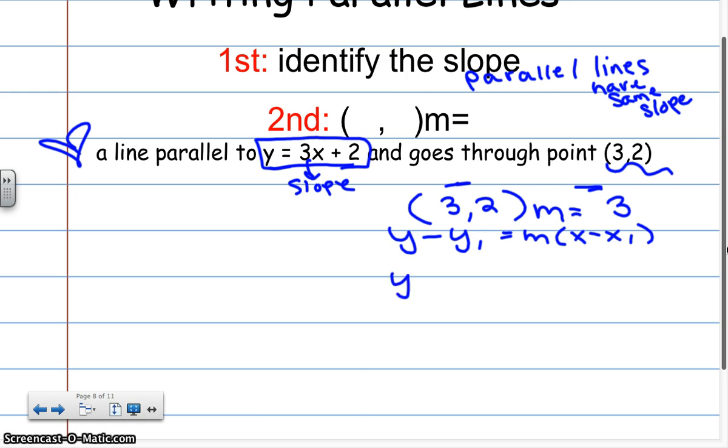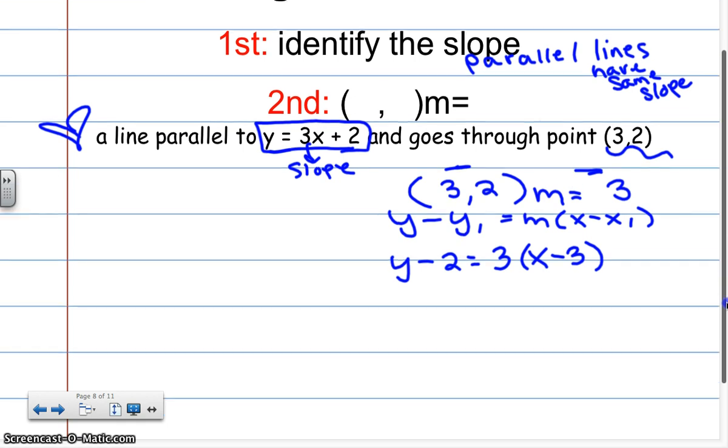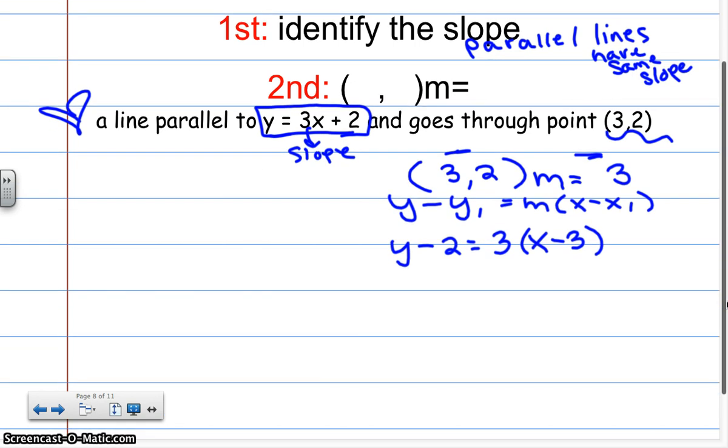So that would turn into y minus y1, which is 2, is equal to m, my m is 3, times x minus x1, which is 3. Now my instinct tells me that I should do what, class? Okay, what specifically, I should distribute. So I get y minus 2 is equal to 3x minus 9.